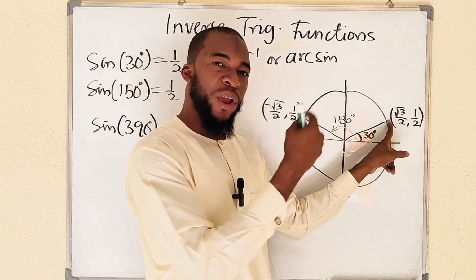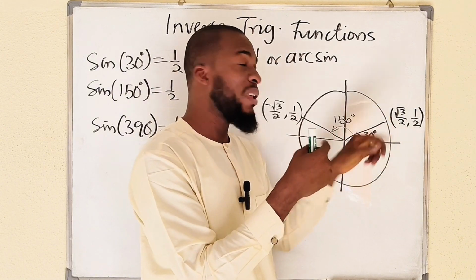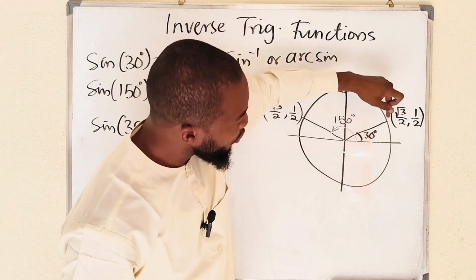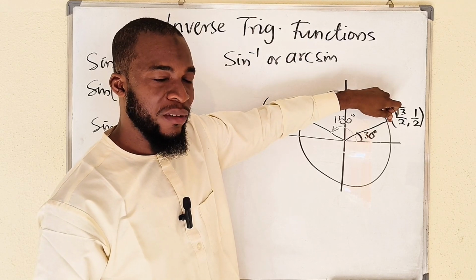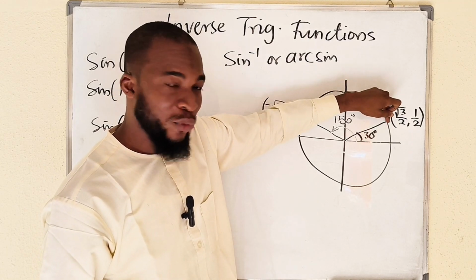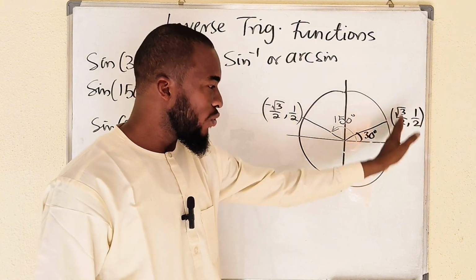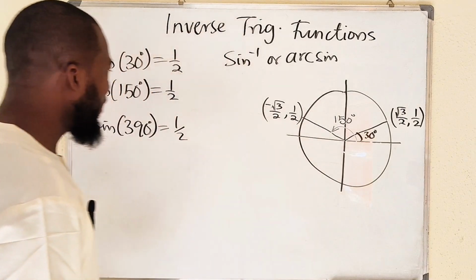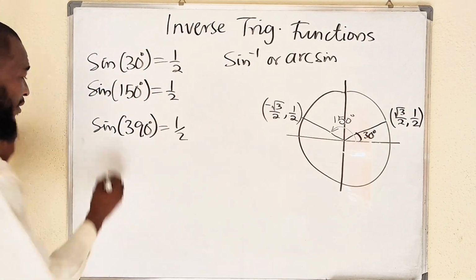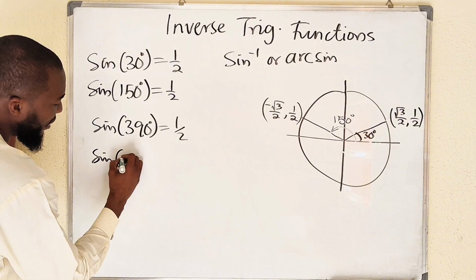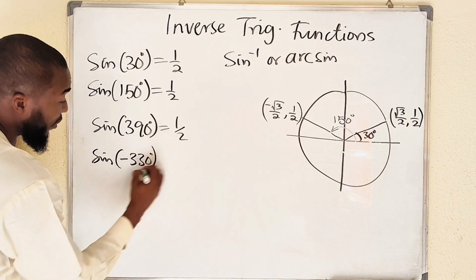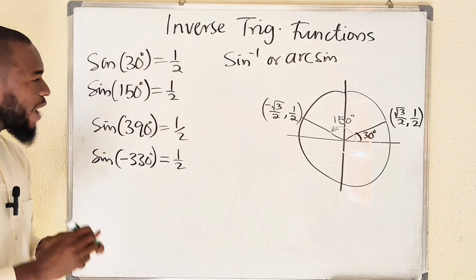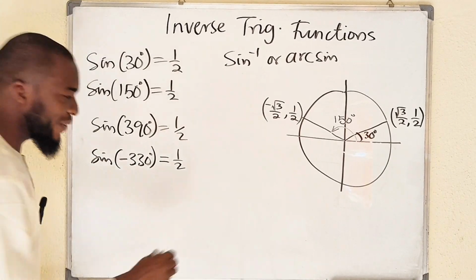Any angle on the same point with 30 degrees will be its coterminal angle. So if you make one rotation from here, you go around, you come back to where you started, you have 390 degrees. Since they are on the same position, it will still be 1 over 2. And if you go in this direction, which are negative angles, it's like you are subtracting 360, which I think will give you negative 330, right? So sine of negative 330 degrees will also be in the first quadrant, which will give you 1 divided by 2. So we have no problem with these ones. But let us look at it graphically. I want to explain something.